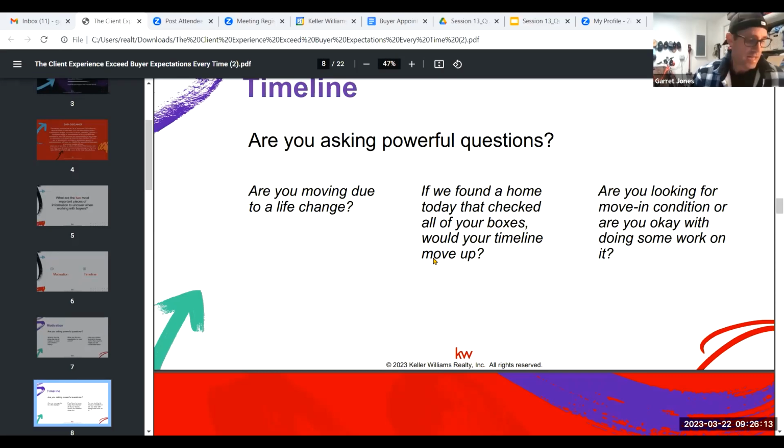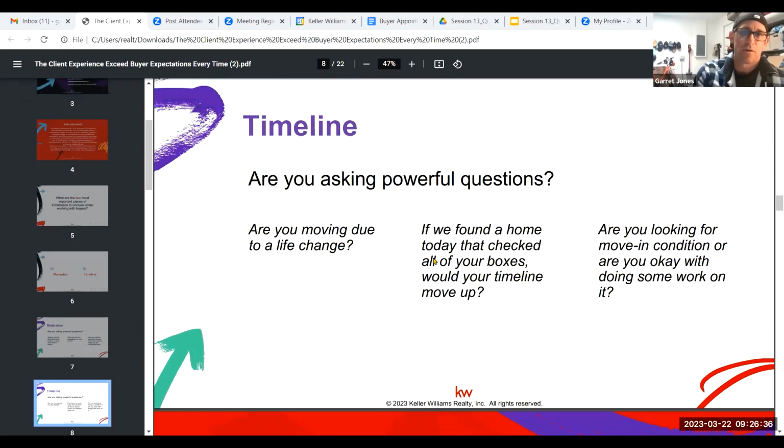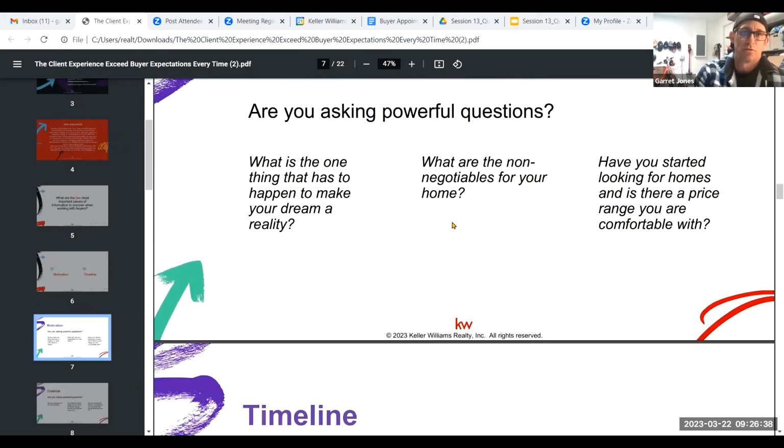If you found a home today that checked all the boxes, would your timeline move up? That's simply, how prepared are you? Okay. Are you looking for move-in condition, or are you okay doing some work on it? The level of work may change, but again, it gives us an idea to what homes are going to be okay to show them, right? It is going back to what are their non-negotiables. It's just getting a little deeper.